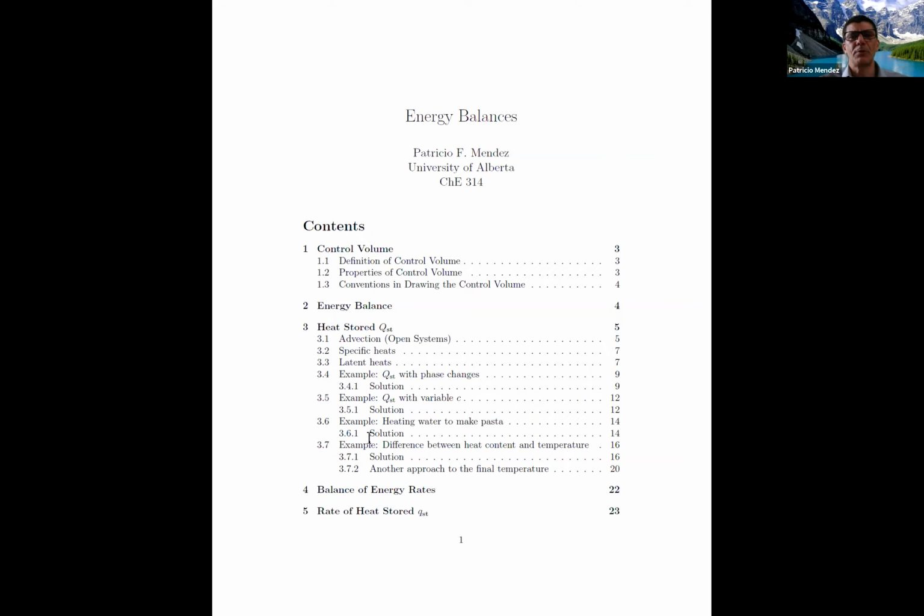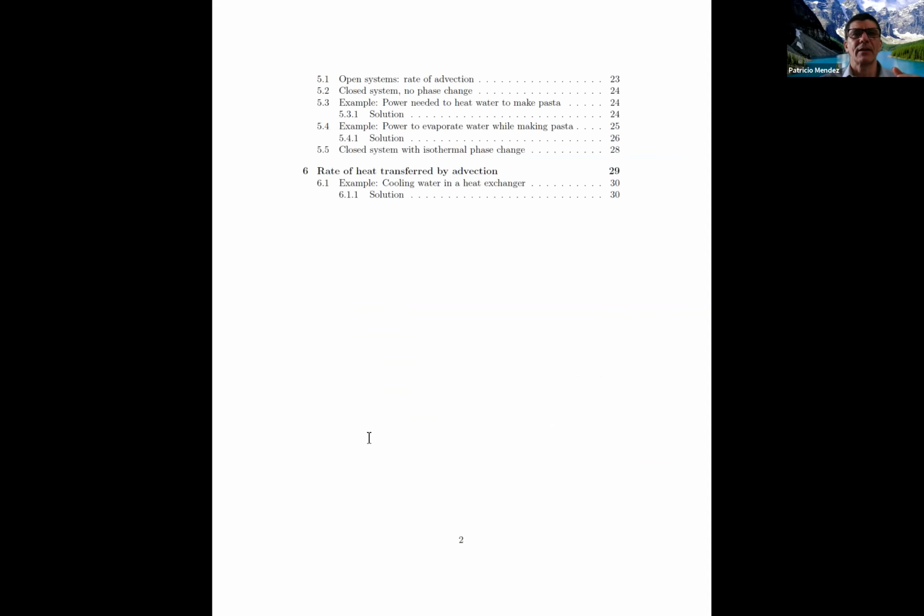And then for the rest of the week, we're going to discuss a balance of energy rates, not just a batch balance. One of the things we're going to discuss that I care about especially is the concept of advection, that is not well treated in pretty much any heat transfer book I found, but it's very important to discuss on open systems.